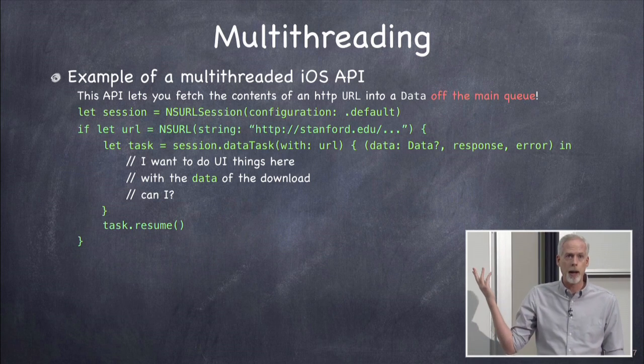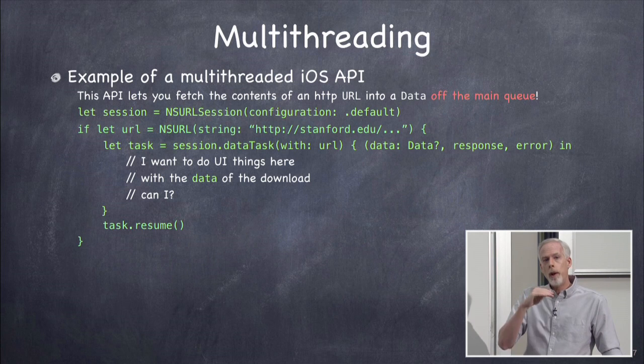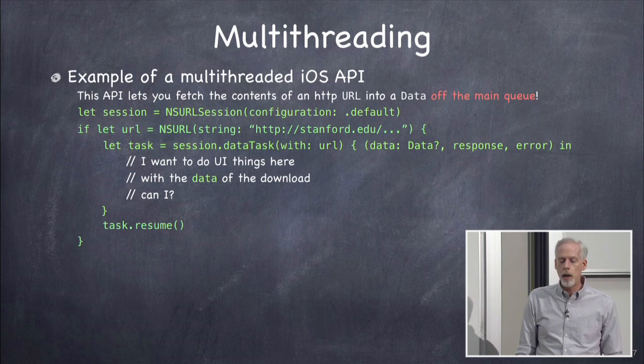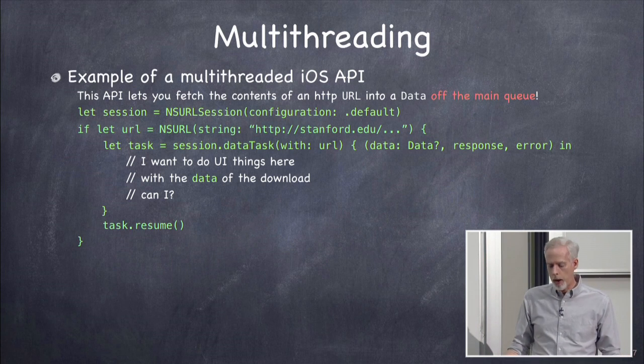Task resume does not block, obviously. So when the data is gotten and that closure is finally called on some other queue besides the main queue, you want to do some UI in there, like show the image that you just fetched or whatever, and you can't do it because you're not on the main queue. So how do you fix that?